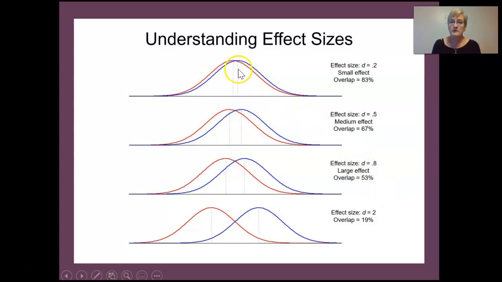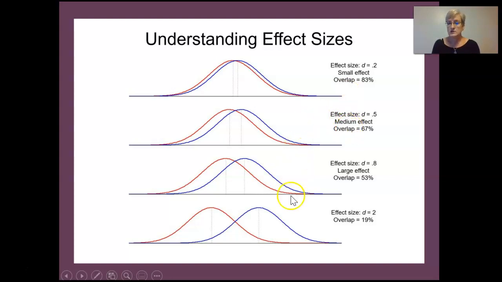If, say, these dotted lines are the mean for the two groups, let's say blue represents males and red represents females, and you have a significant mean difference between these two dotted lines representing the means, but the effect size is only 0.2, and the overlap between the two groups is about 83%, that suggests that you should not put too much stock in the meaning of that difference between those two groups.